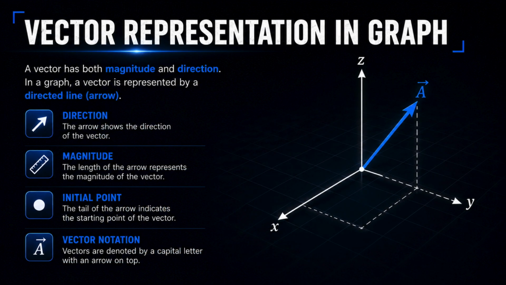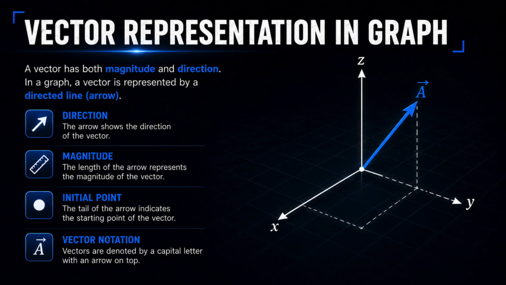Let's go. Okay, we learned in our previous video that a vector is a mathematical quantity that has both magnitude and direction. Magnitude tells us how much of a quantity is present, while direction tells us which way it acts. Unlike ordinary numbers called scalars that only have magnitude, vectors require both pieces of information to be completely described.